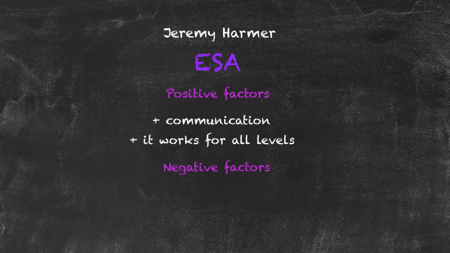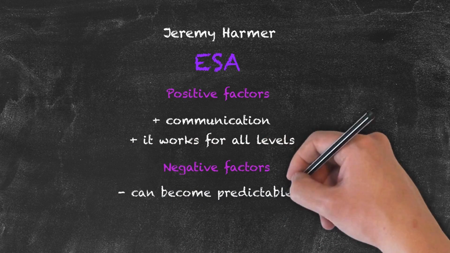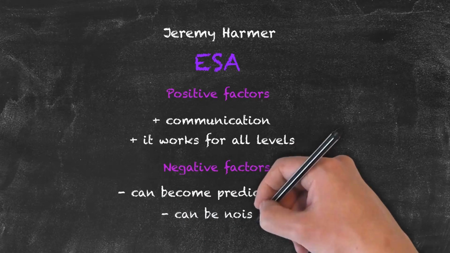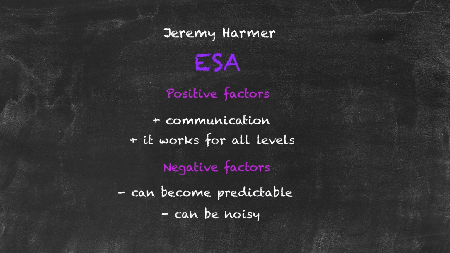Some of the negative things about it might be that it can become predictable. If you follow that same structure of ESA every single lesson with your students, then they will get to know what is coming next. But within this particular methodology, Harmer came up with a way around that, and that we'll be looking at later on. The other potential negative for some particular countries is that the activate activity requires the students to talk to each other, and if all your students are talking to each other, then your classroom can become noisy, and potentially in certain countries this could be a problem.